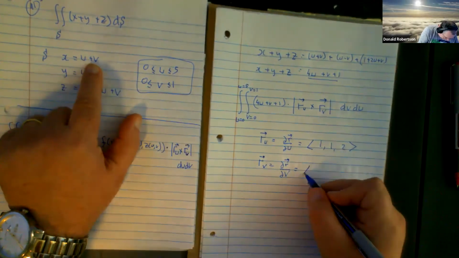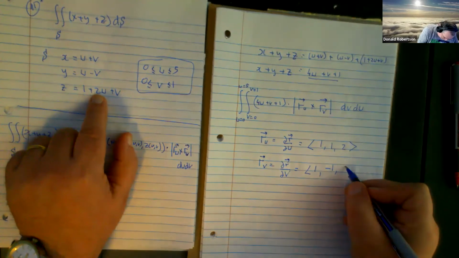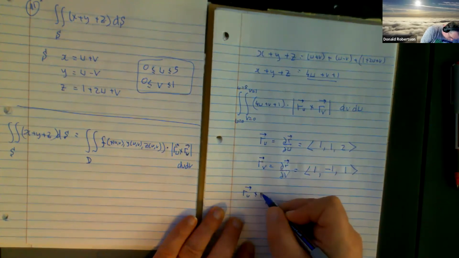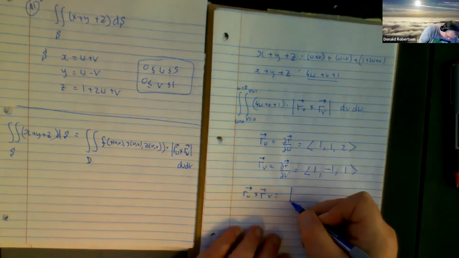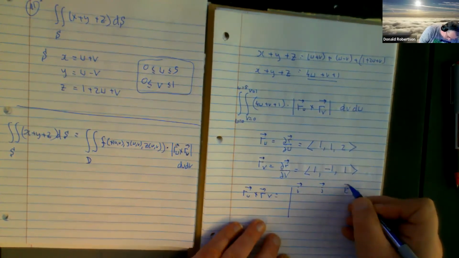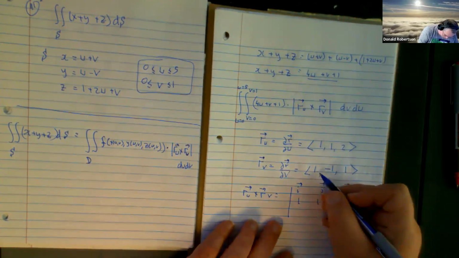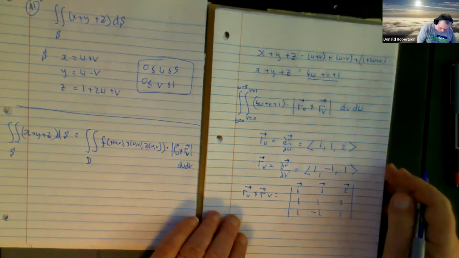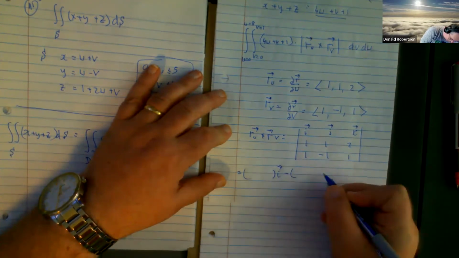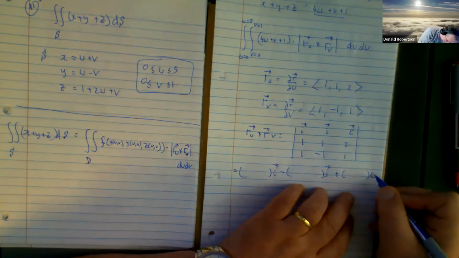So you differentiate this with respect to v, you get 1. This with respect to v, you get -1. And this one with respect to v, you get 1. So you want to do the cross product of those two. You're going to do an i, a j, a k. And this one's first, so you're going to go 1, 1, 2. And this one is second, you're going to go like that. And then you're going to go so many i's, take away so many j's, plus so many k's.